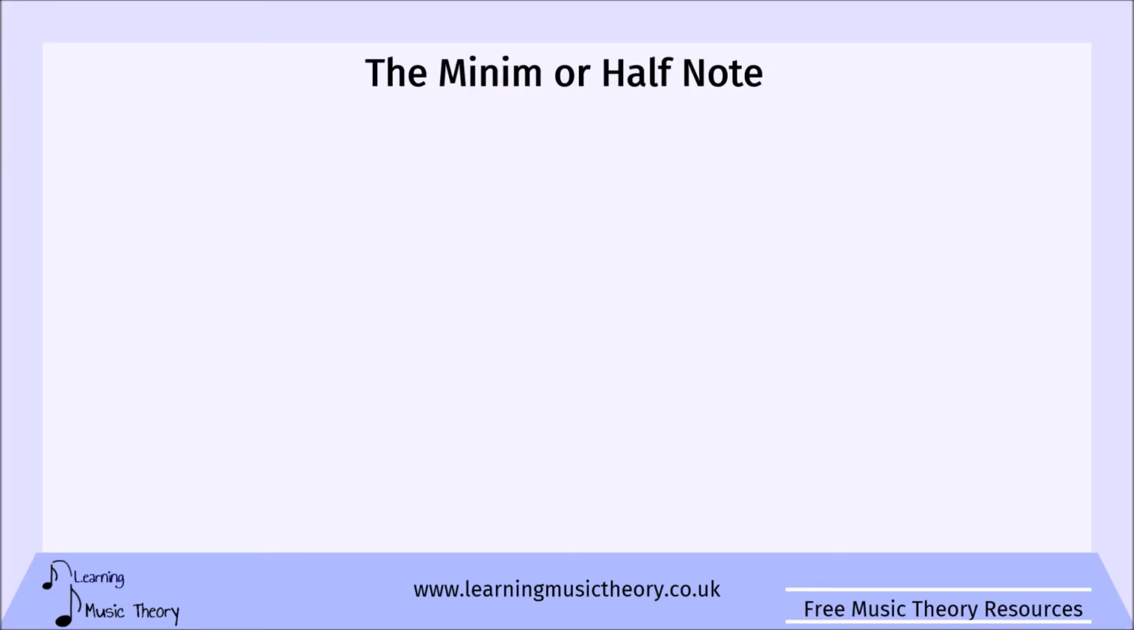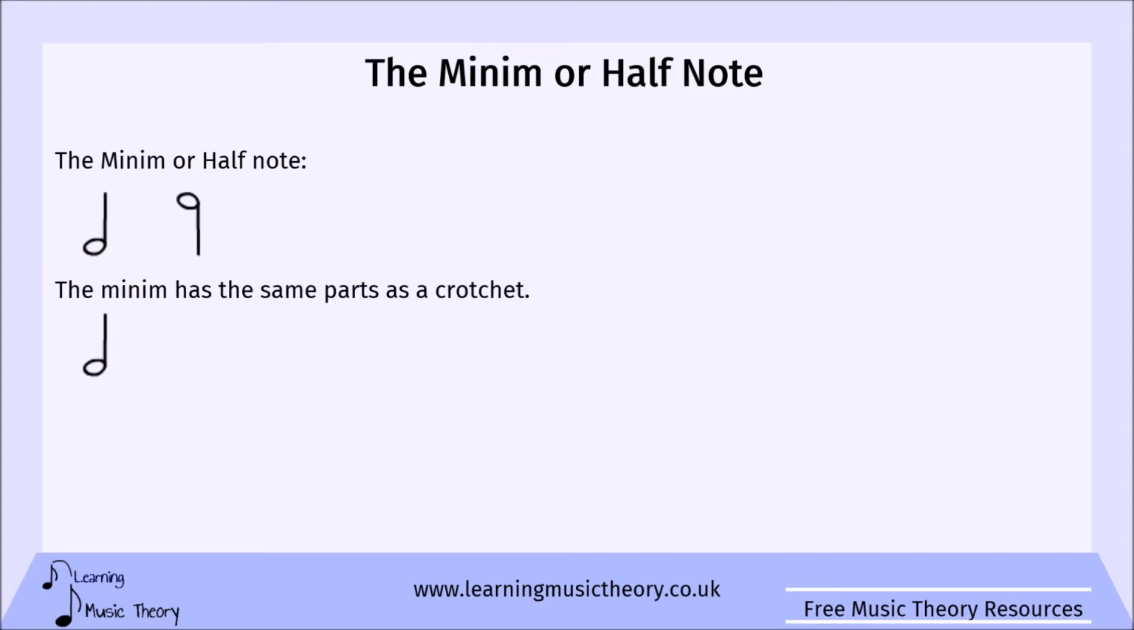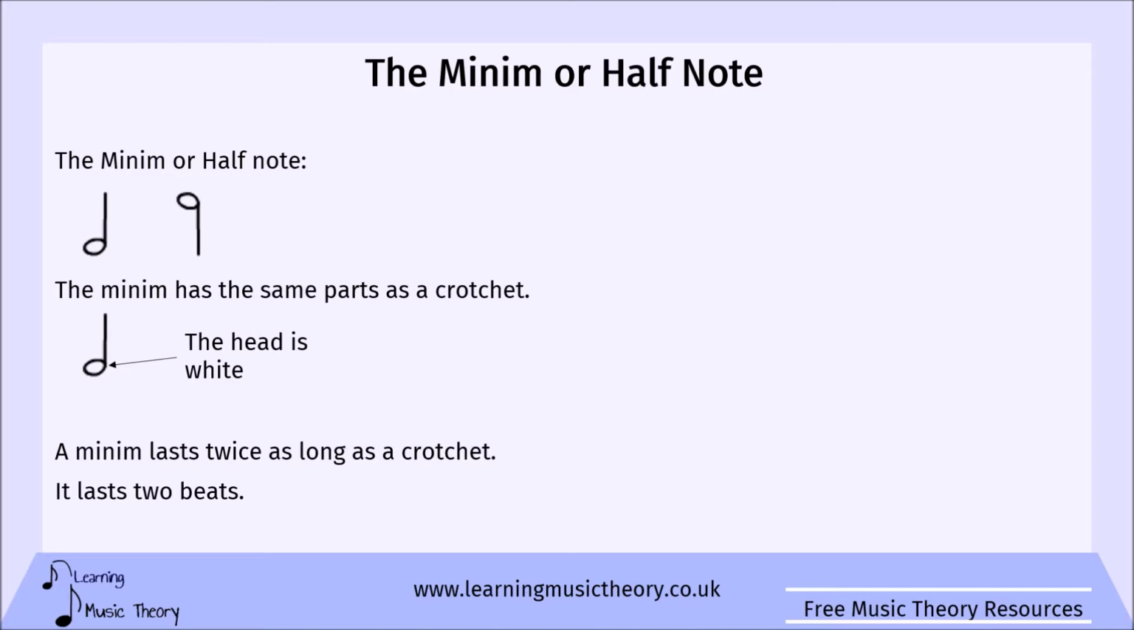The minim in the UK, or half note in America, is the third note we're going to look at. The minim looks like this, and like the previous note, it can point up or down. You'll also notice that, like the crotchet, it has a stem and a head. However, unlike the crotchet, you'll notice its head is white, not black. This is what separates the 2 notes. The minim lasts twice as long as the crotchet, and this means that for grade 1 music theory, it will always last 2 beats.